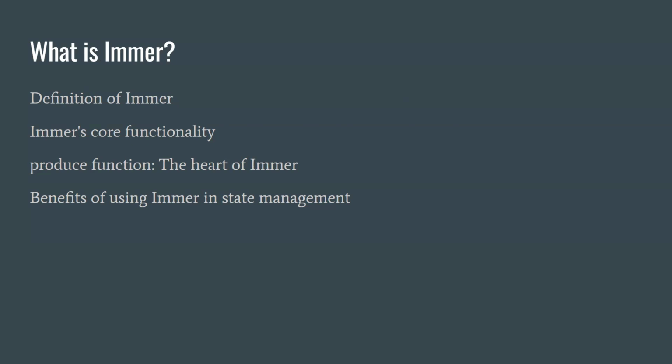This produce function takes your current state and lets you apply changes in a mutable way, then returns a new state without altering the original one. So you get the simplicity of direct mutation, but also the benefits of immutability.